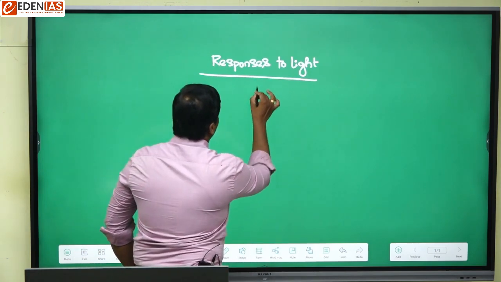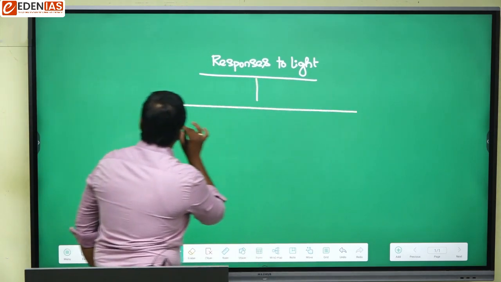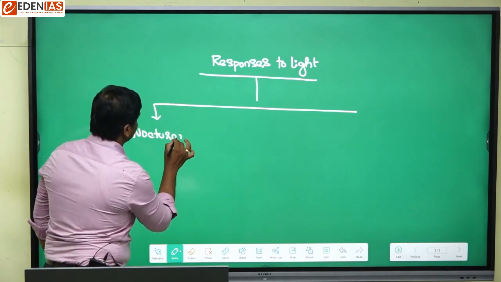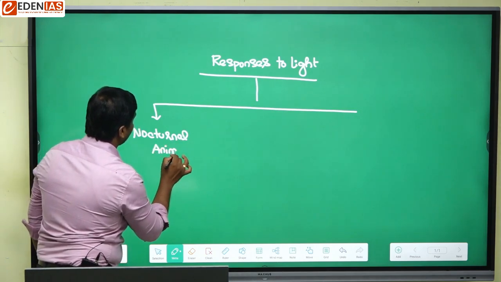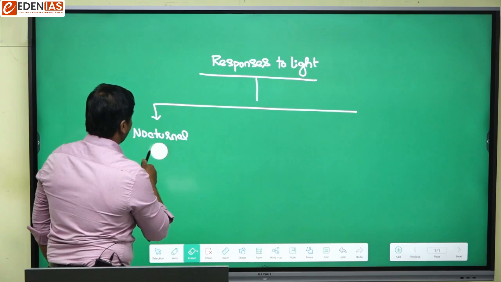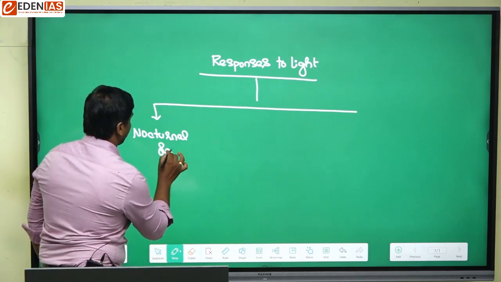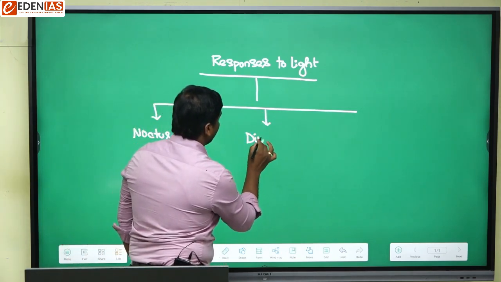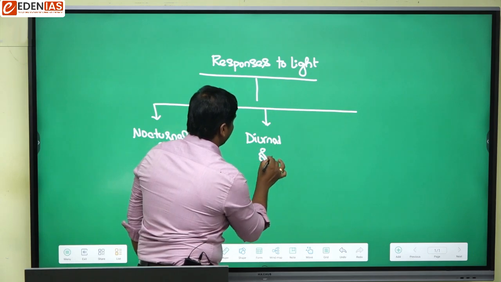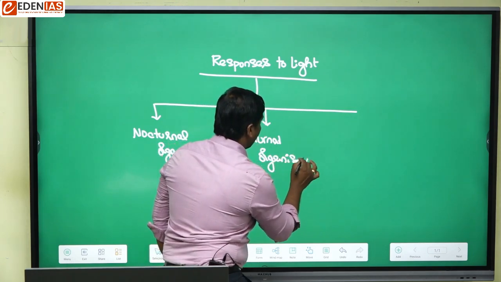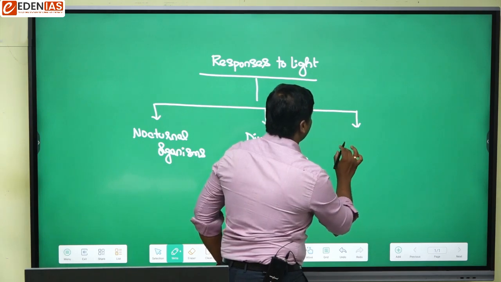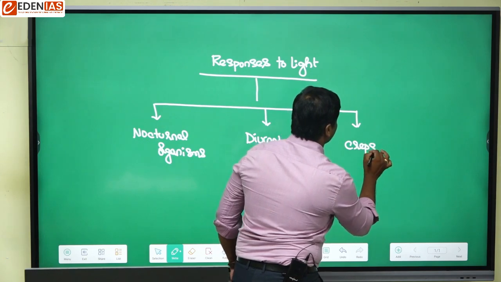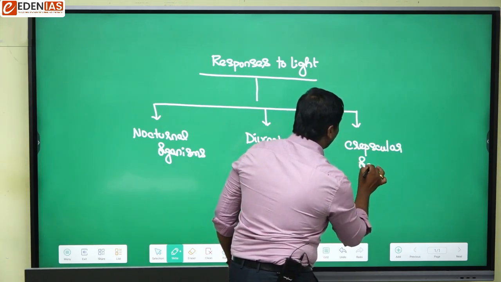So what are they? One would be nocturnal animals. Nocturnal animals or nocturnal organisms. You can mention simply organisms also. The second one would be diurnal animals or diurnal organisms. And the third category would be crepuscular organisms. So: nocturnal, diurnal and crepuscular organisms.